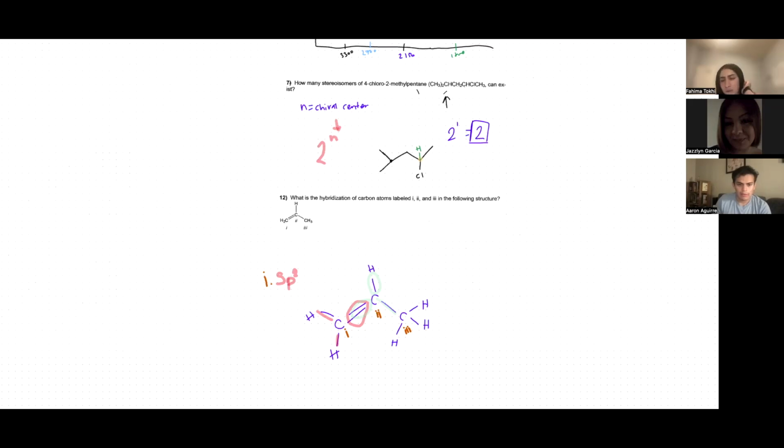Wait, are you doing this on your iPad? No, I have a drawing tablet. Ah, drawing. Lucky. I was like, how are your structures coming out so nice?